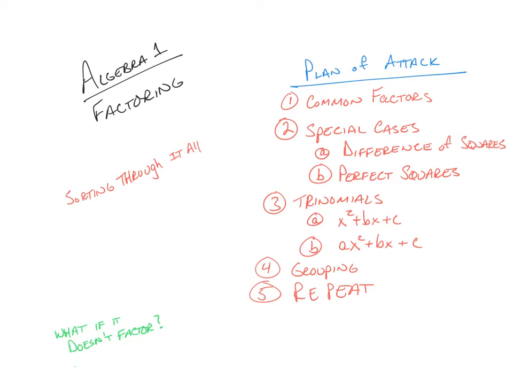If you don't recognize them, you'll still be able to factor them the way you would trinomials, either without a leading coefficient or with a leading coefficient. If you have anything that's got more than 3 pieces, you're probably going to want to go by grouping, and then you want to repeat.